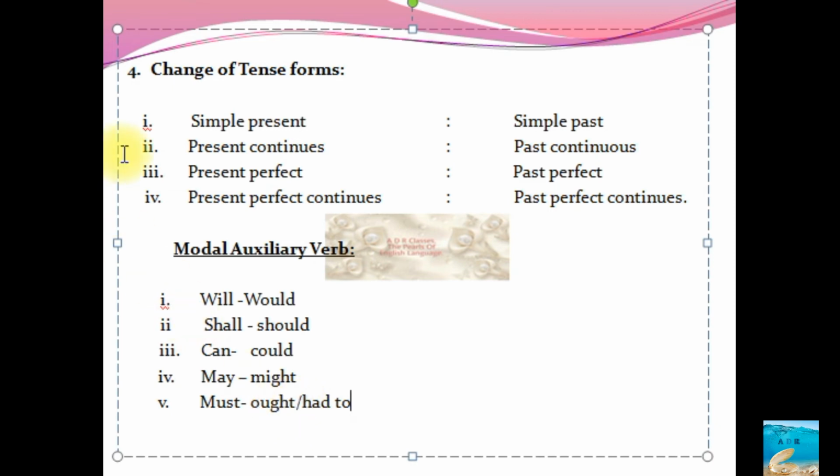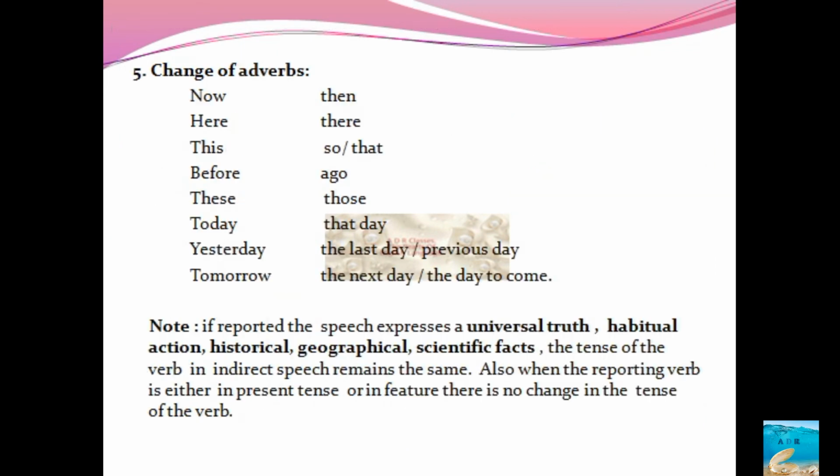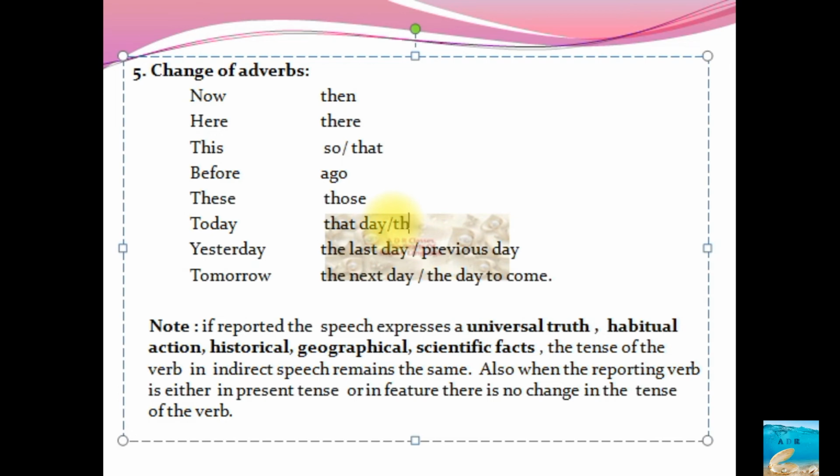Fine. Next is the fifth rule, change of adverbs. Now becomes then, here becomes there, this becomes so or that, before becomes ago, these becomes those, today becomes that day, or if you are speaking on the same day, this day. Yesterday becomes the previous day, tomorrow becomes the next day. All the five rules are there, fine.